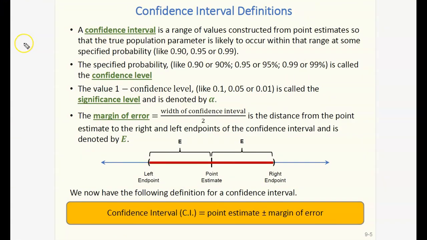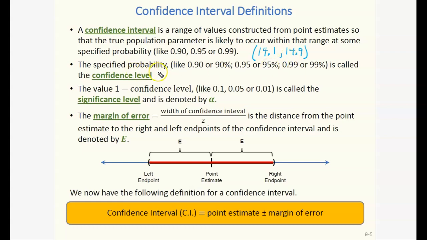Before we begin constructing confidence intervals, we first need to go over a few definitions. A confidence interval, as we've already mentioned, is a range of values constructed from your point estimates that the true population parameter is likely to occur within. So, for example, in our previous discussion, we had 14.1 up to 14.9. So the range of values from 14.1 to 14.9 would be considered our confidence interval.